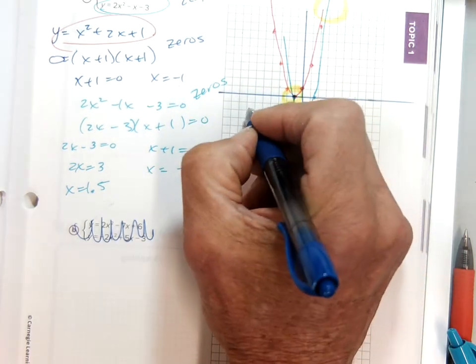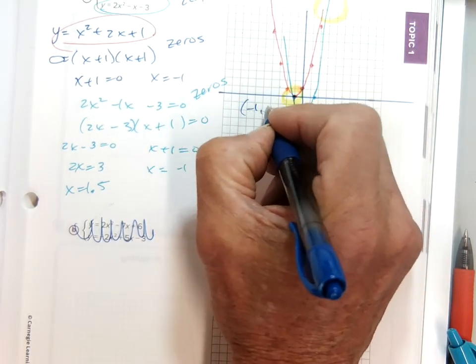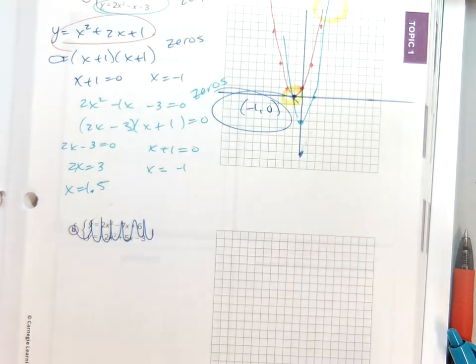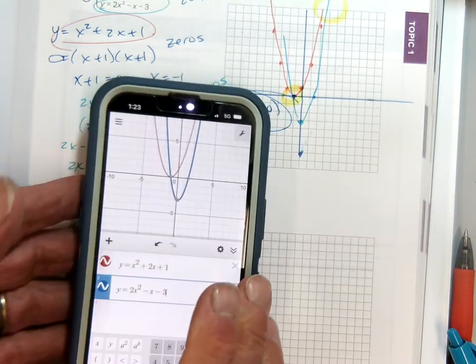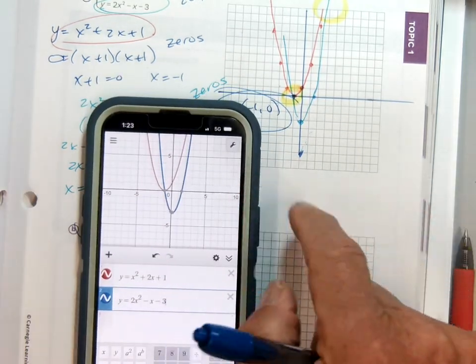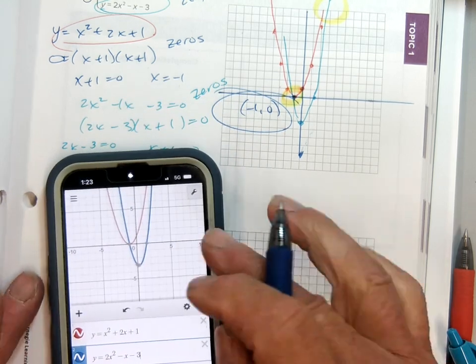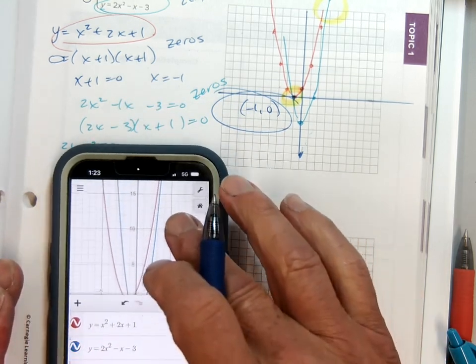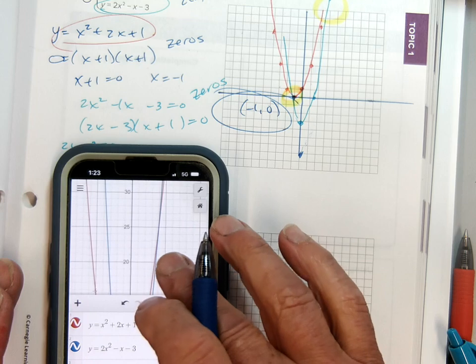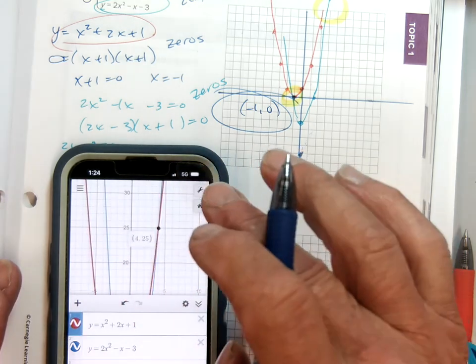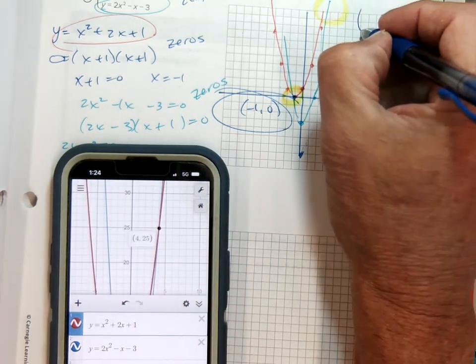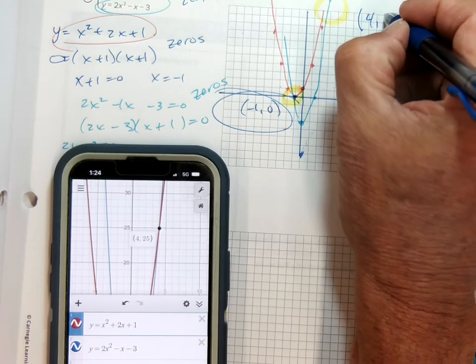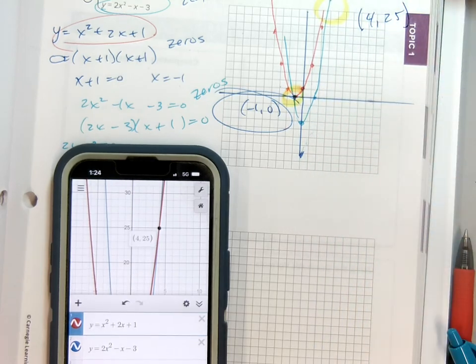Okay, so I've got one answer, at (-1, 0). That's one answer. They intersect there. There might be another answer, maybe way up here. Oh, maybe way up at (4, 25). Way up there.